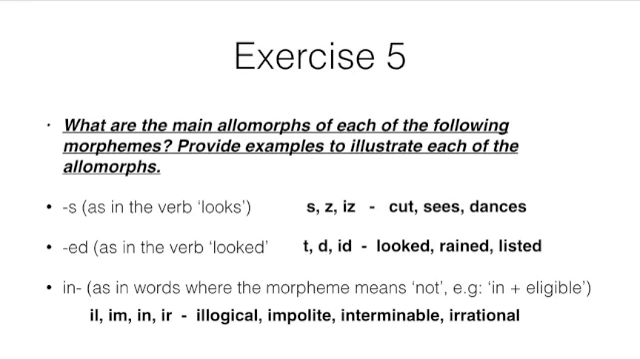The other one, for the opposite, in-, can have different allomorphs. You have mentioned already one of them, which is impossible, impolite, or it can be pronounced as illogical, illegal, or it can be pronounced as irrational, or it can be pronounced as the normal one, ineligible. So it can have different allomorphs, and it all depends on the word to which it is attached.